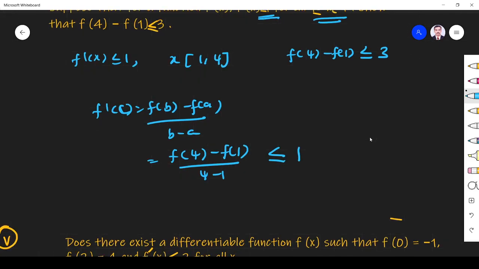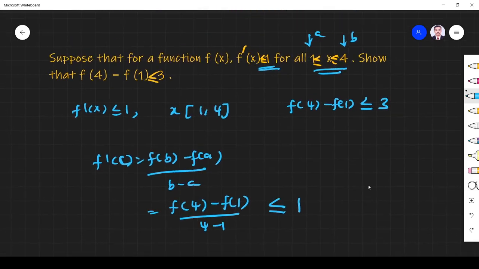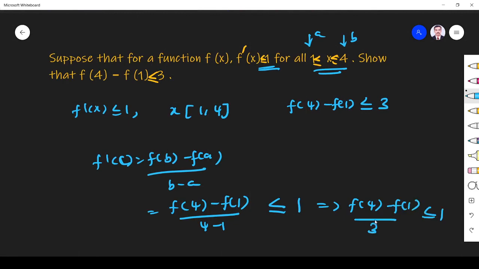So this implies f of 4 minus f of 1 divided by 3 is less than or equal to 1. If the answer should be less than or equal to 1, what should the value be? The numerator should not go beyond 3, right? If the numerator goes beyond 3, it will become more than 1. So the condition fails. So f of 4 minus f of 1 must be less than or equal to 3.